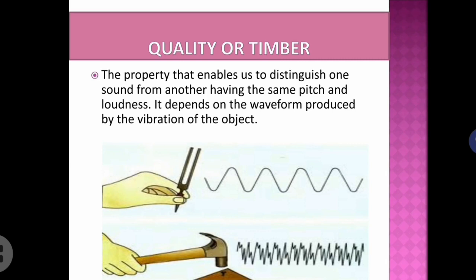This property depends on the waveform produced by the vibration of the object. As you can see, the tuning fork is producing one kind of waveform, and the hammer is producing another kind of waveform. And this type of waveform decides the quality or timbre of the sound. Now, range of hearing. We all know that human beings are not able to listen to all frequencies of sound waves.